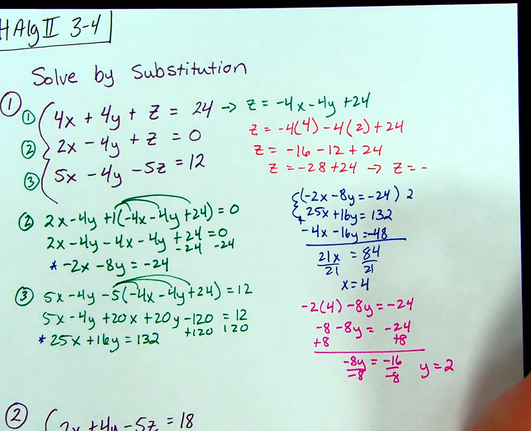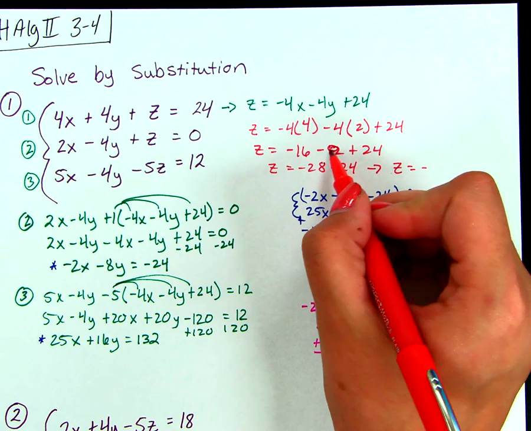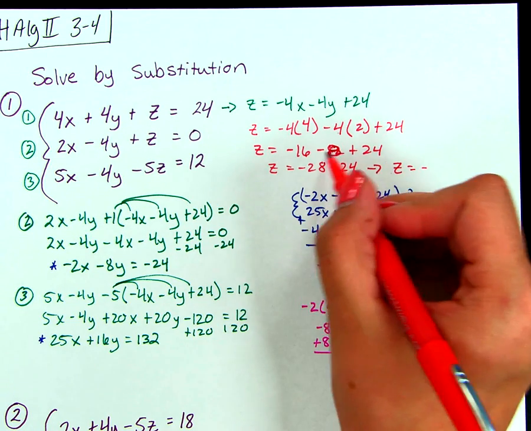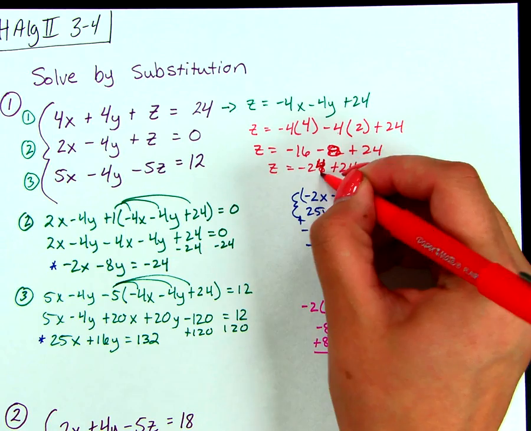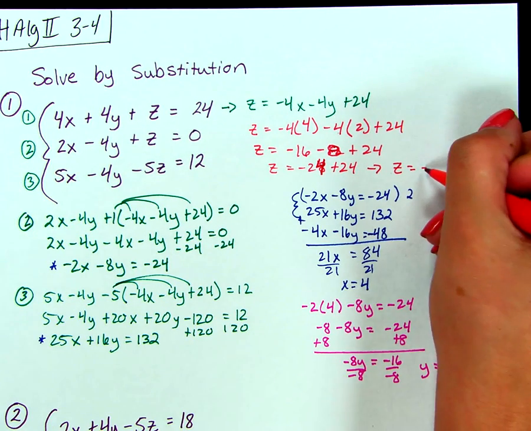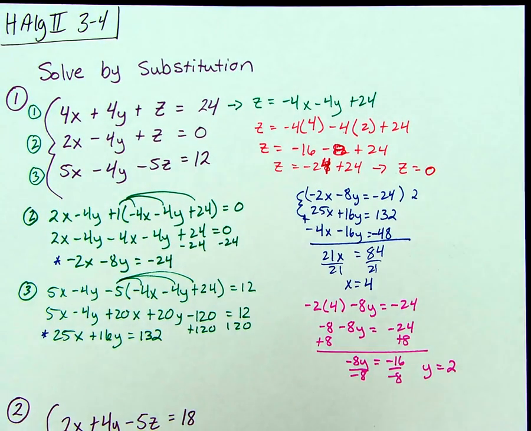Oh wait, something's wrong. Sorry, negative 4 times 2 is negative 8, so this should be negative 8. That means when we combine that, it's going to be a negative 24. Now when we combine, we actually end up with 0. It's very important for these problems that you're double checking to make sure that your arithmetic is right, otherwise your whole problem is going to be thrown off.